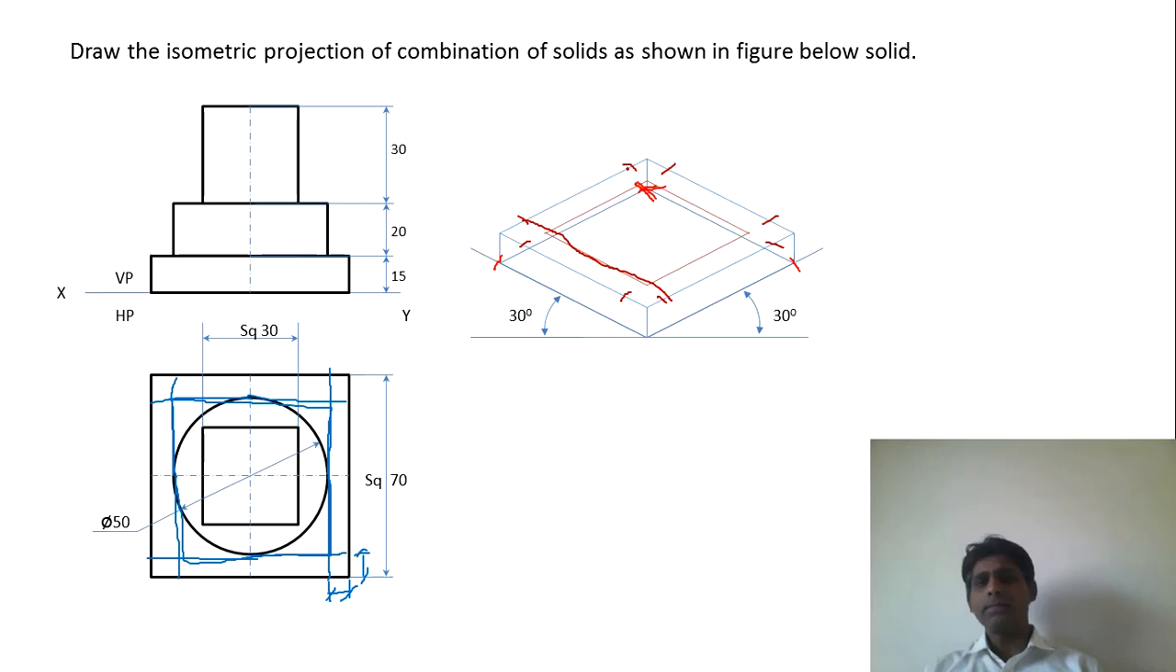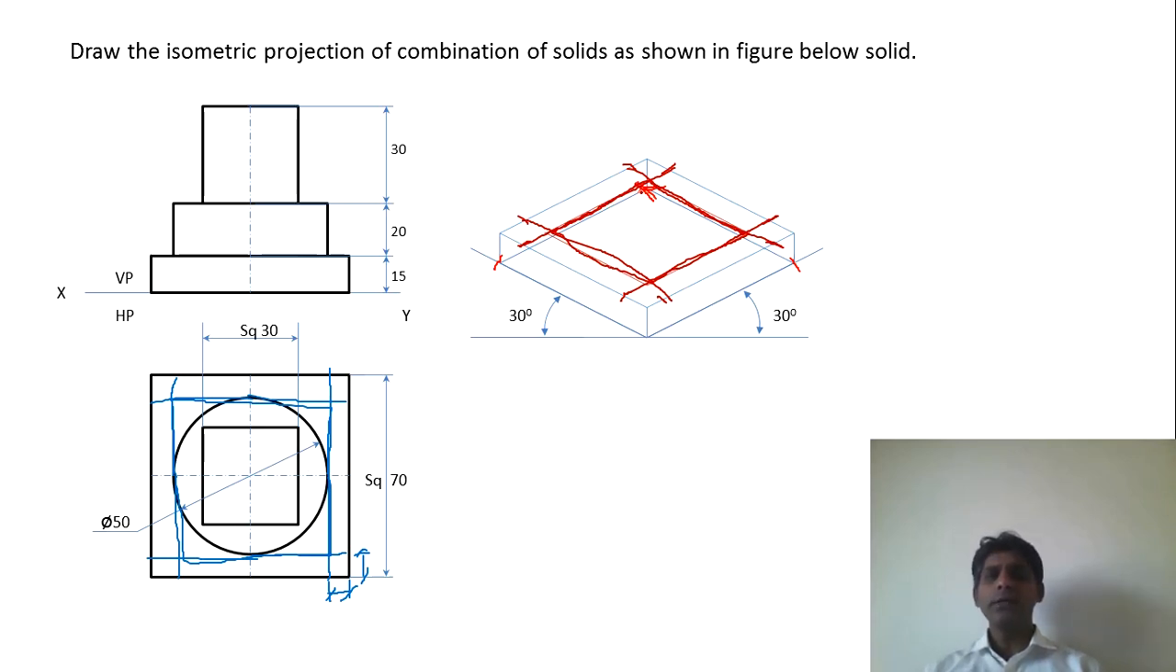Then when you join this, we will get the square. That is, we are interested in this particular square. This is how we need to obtain this square, and in this square we have to draw the cylinder.